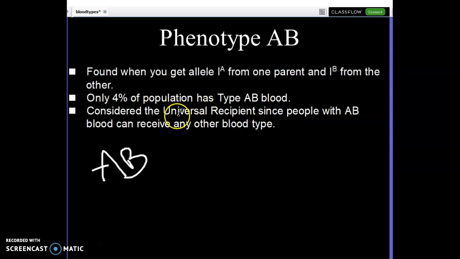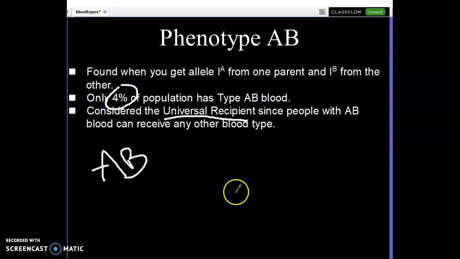Now this one is kind of unique. It's called the universal recipient. Somebody who has type AB blood can receive blood from anybody else and it won't harm them. So me, for example, if I had type A blood and they gave me AB blood, it would kill me because the A blood cells in my body have B antibodies and they would fight them. So it would clot on the inside. And they kind of discovered that a long time ago, that the blood types can't mix together.